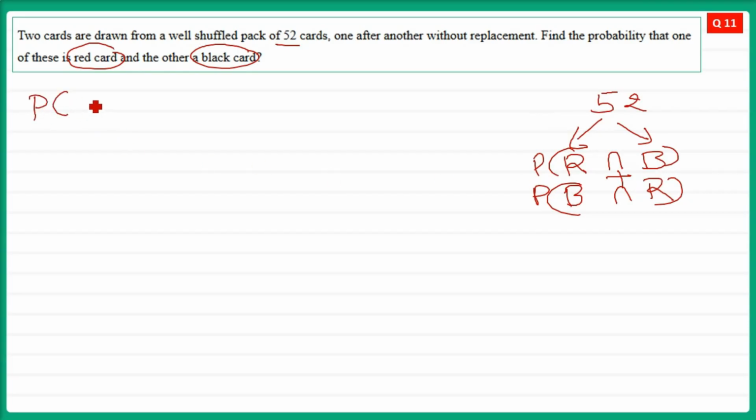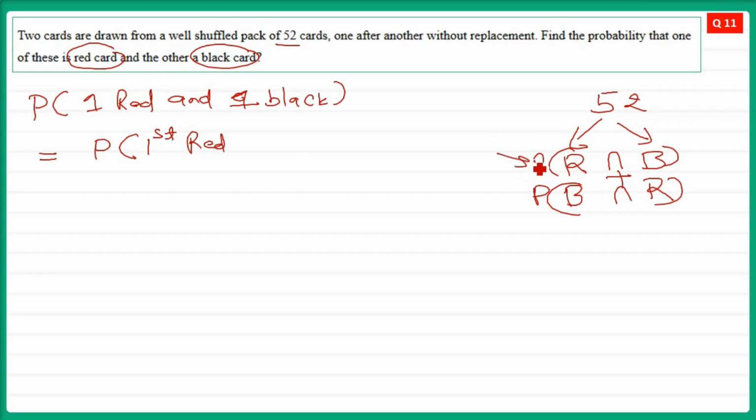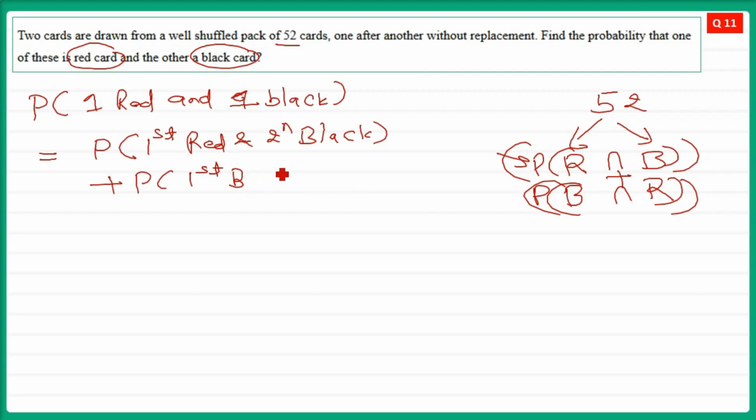So what we are trying to suggest here is that the probability of one red and one black card is going to be equal to the probability of getting a red card followed by a black card. The first is a red card. This is what it represents. P(R intersection B): the first red followed by the second black card, and this is when the replacement is not done, without replacement. The second case can be the first card coming out to be a black followed by the second card which is coming as red.